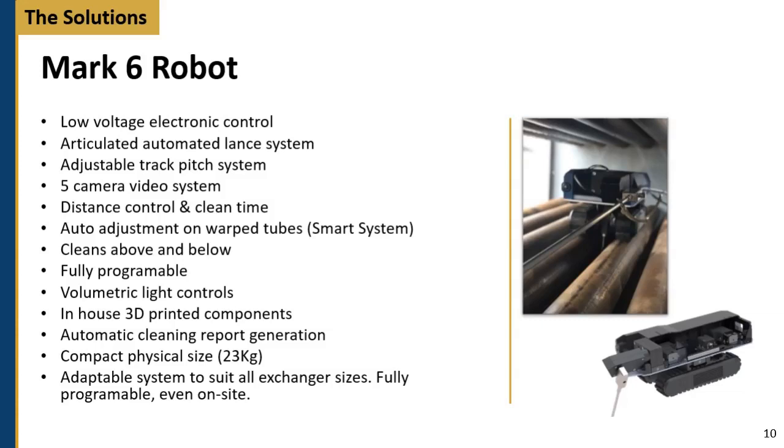Volumetric light controls. We have daylight LED lighting on all four sides of the rover. Each can be independently controlled on, off or dimmed. It's a 6500 Kelvin daylight spec. In-house 3D printed components. 60% of the parts are 3D printed in-house in a mixture of ASA, chemically resistant material, and nylon based materials. This is obviously cost effective and easy to modify parts, and allows us to easily produce spares as well.